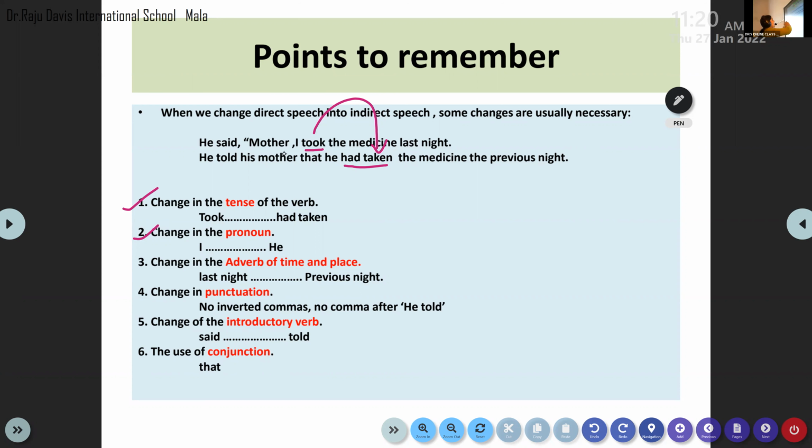Again, point number 3, change in the adverb of time and place. As you all know, adverb of time and adverb of place. You're familiar with the place and time, right? This day, that day, previous night, last night, today, tomorrow, yesterday. All these are normally the adverbs of time, describing a verb with the help of these adverbs.